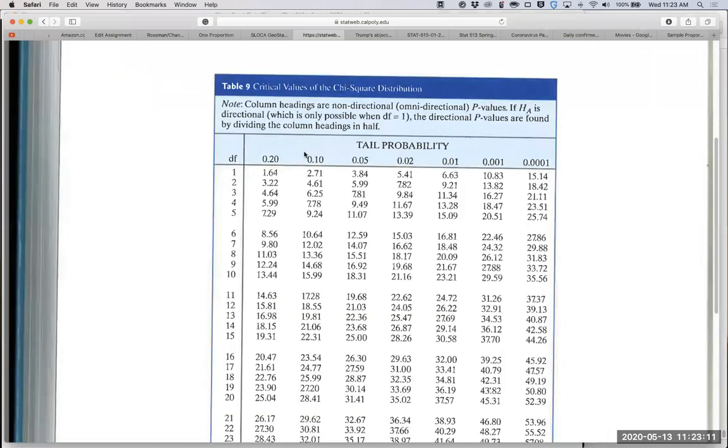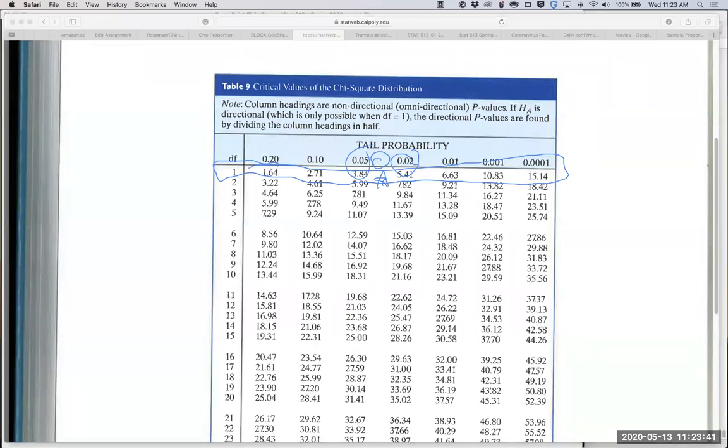So let's look on our table in the 1 degree of freedom row and look for a value of 4. And in this 1 degree of freedom row, 4 would appear here. It's somewhere between 3.84 and 5.41. So my upper tail area would be somewhere in the range 0.02 to 0.05. My p-value is thus in the range 0.02 to 0.05.